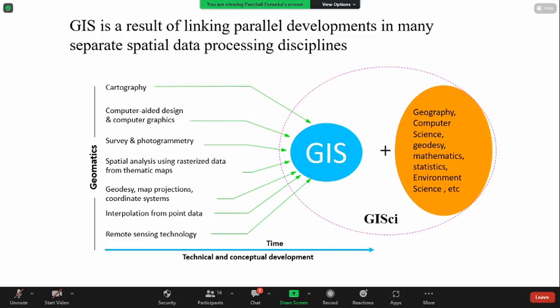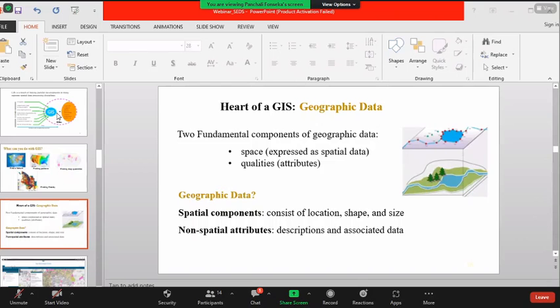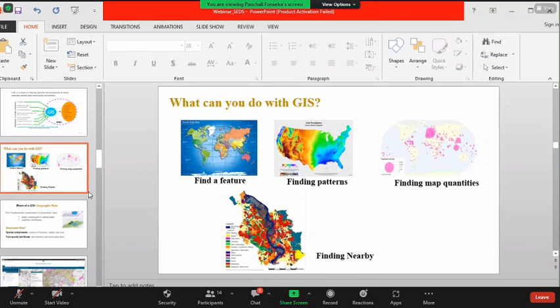So geographical information systems always rely on the development of GIS science. In other words, we can consider it as a building block. Okay, so I'll stop from here, and look at what we can do with GIS. We can find a feature, find a pattern, find map quantities, find anything nearby.